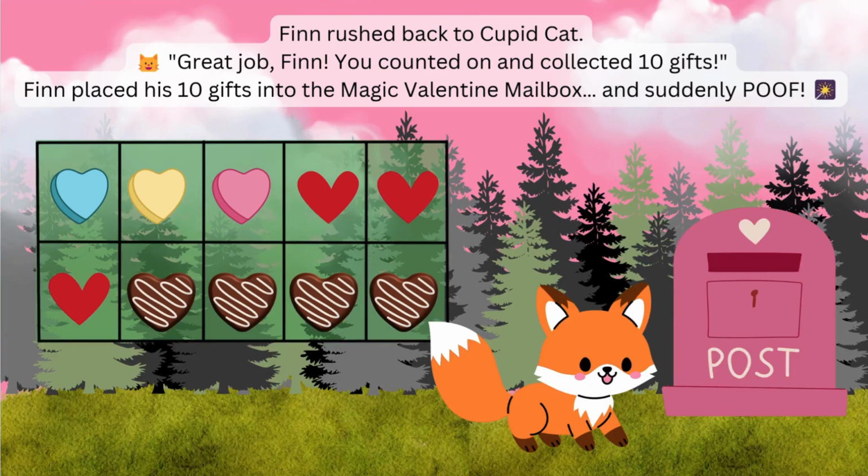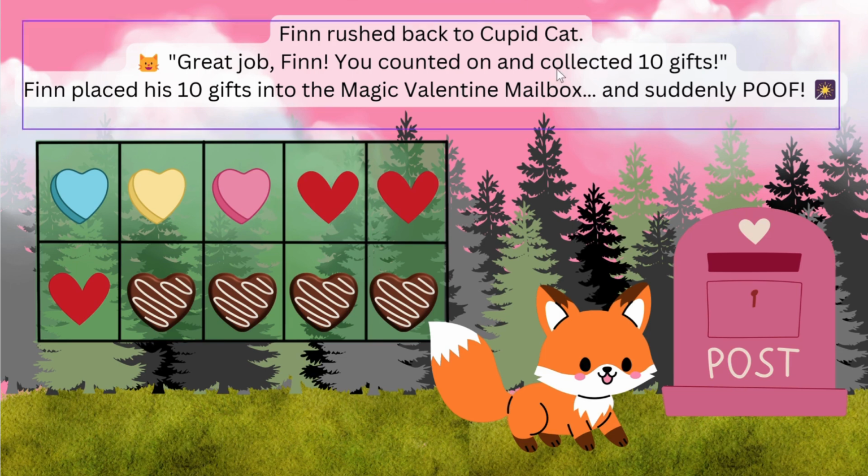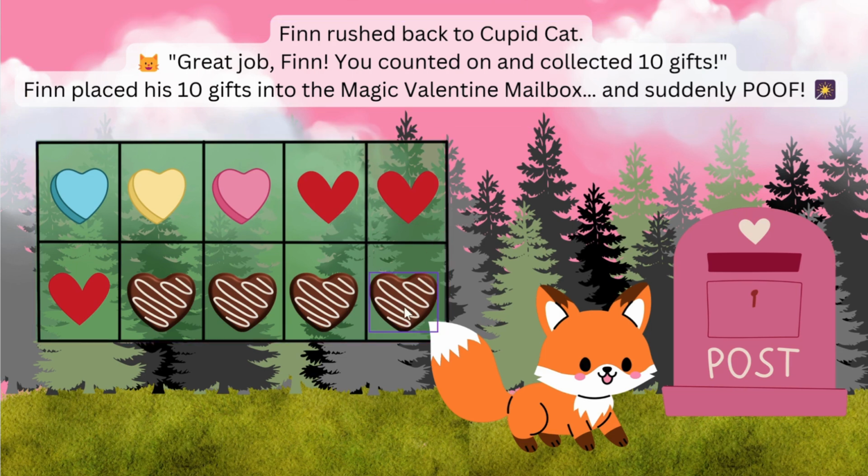Finn rushed back to Cupid Cat. Great job, Finn! You counted on and collected 10 gifts. Finn placed 10 gifts into the magic mailbox, and then suddenly, we gotta put them in a magic mailbox.